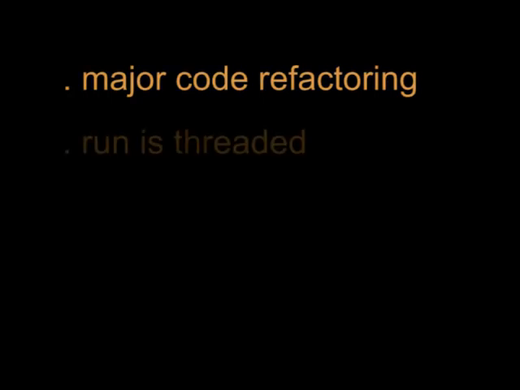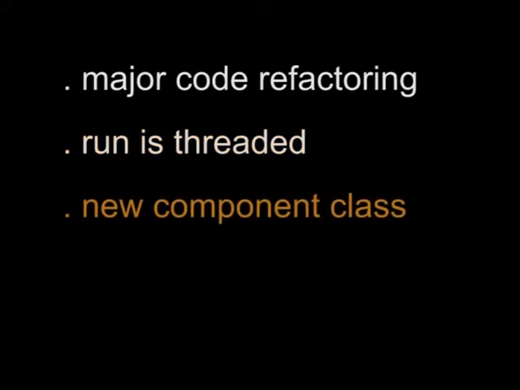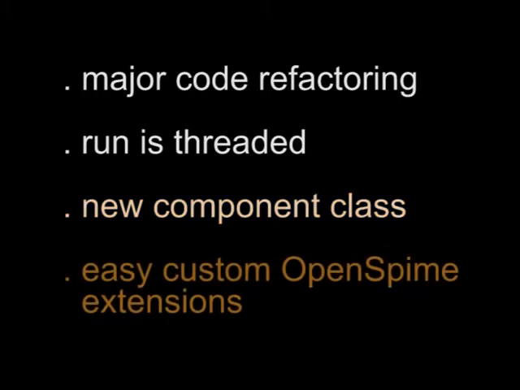The code now also runs threaded, which means that it runs its own listening loop in a thread, so there is no interference with other code, which may, for instance, display a graphical user interface. We have also added a new component class. And finally, it is very easy to add new OpenSpime custom extensions by following the instructions provided in a README file included in the PyOpenSpime zip package.